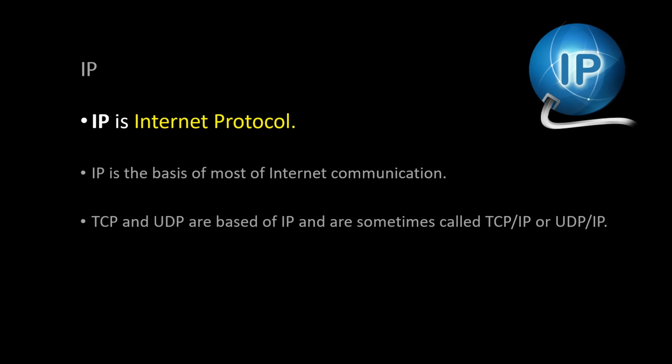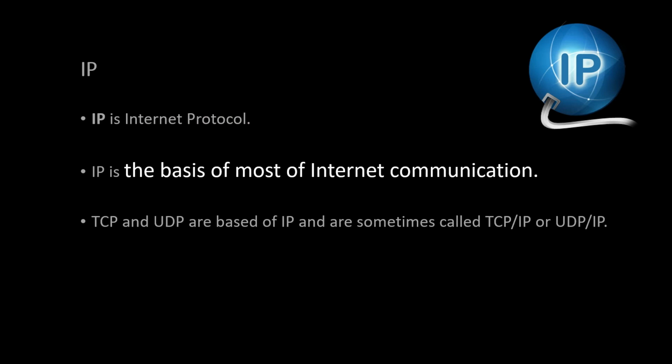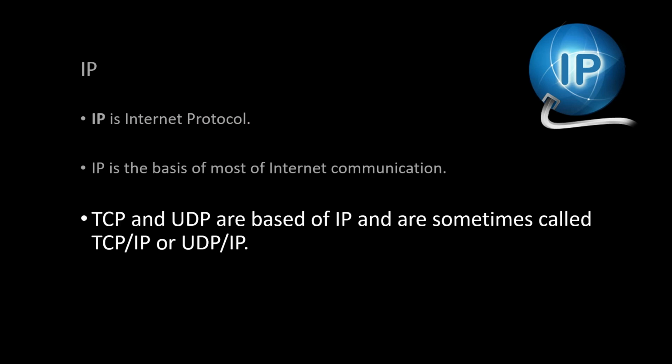So we then have this thing called IP, Internet Protocol. And as it says down here, it's the basis of all internet communication. TCP and UDP are based on IP. You can think of TCP as being about getting packets from point A to point B. IP is about addressing within the network. So IP is the protocol that gives you the addresses.